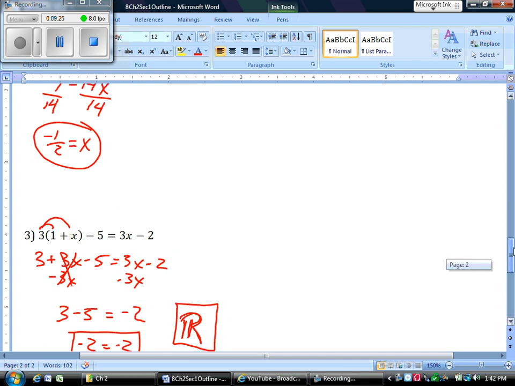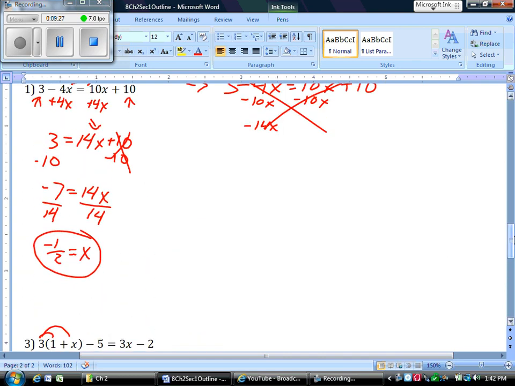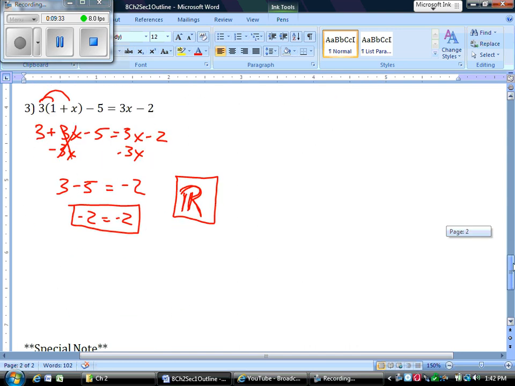In these other equations, like up here, the only thing I could plug in for x is negative 1/2. That's why that's the solution. For this, since that x canceled out, I can plug in anything for x, and the equation's true.